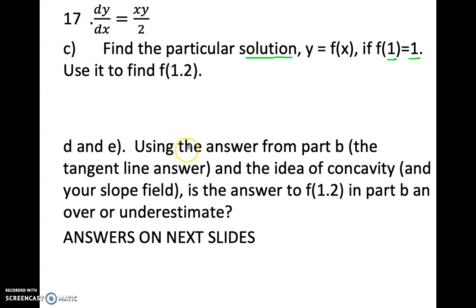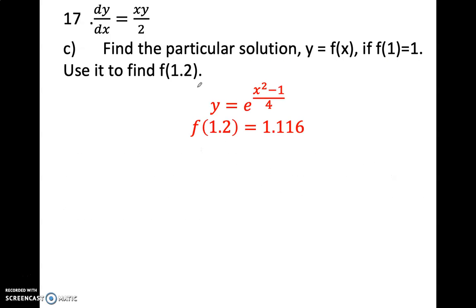D and E are going to basically tell us to compare the answer we got for this problem and the answer we just got, which was 1.1, and see if the answer 1.1 was an over or under estimate, and how we could tell by using the slope field itself. And we'll talk about how to do that. So here's the answer to part C. Obviously, we'll go through how to get there.